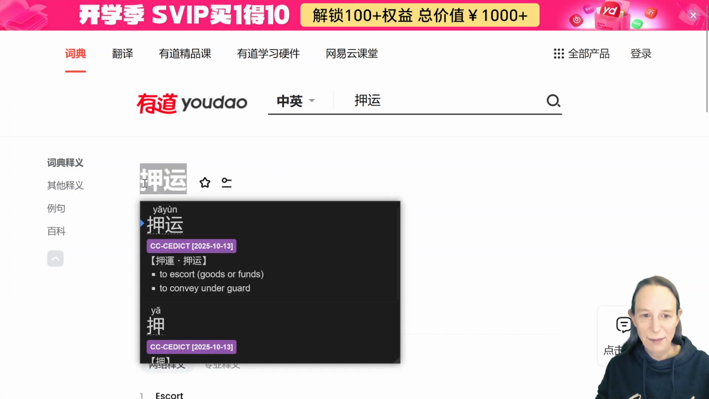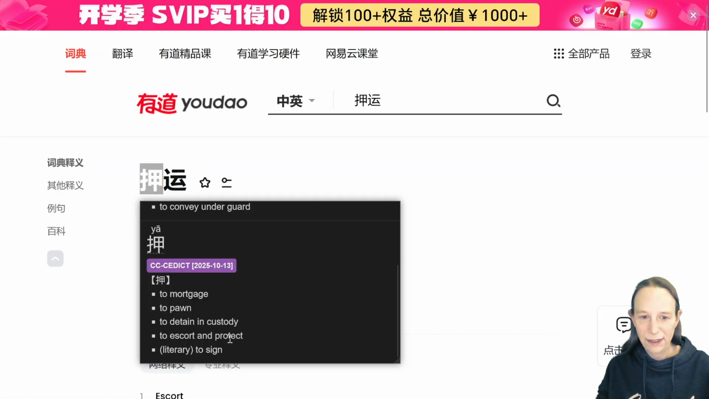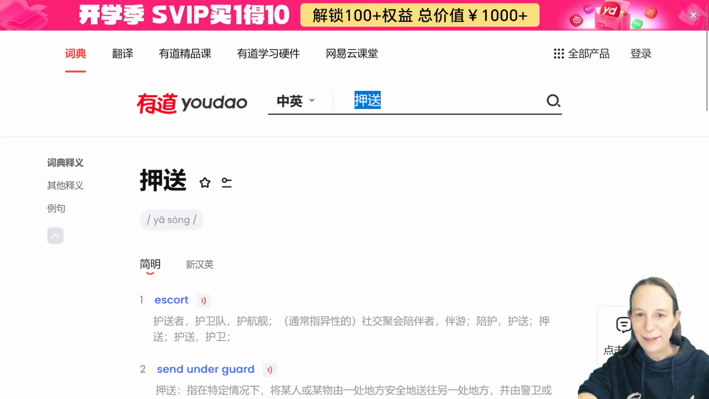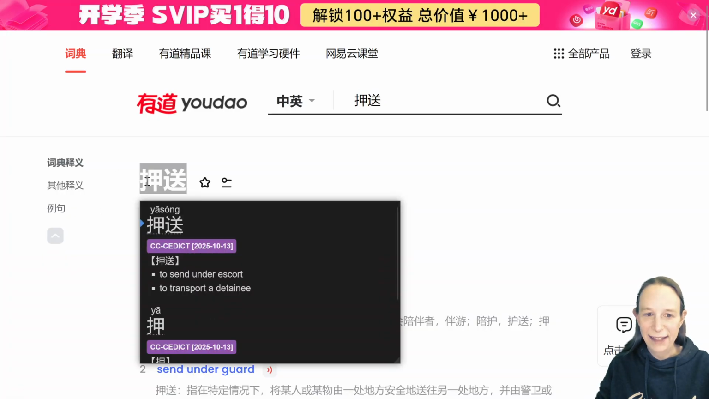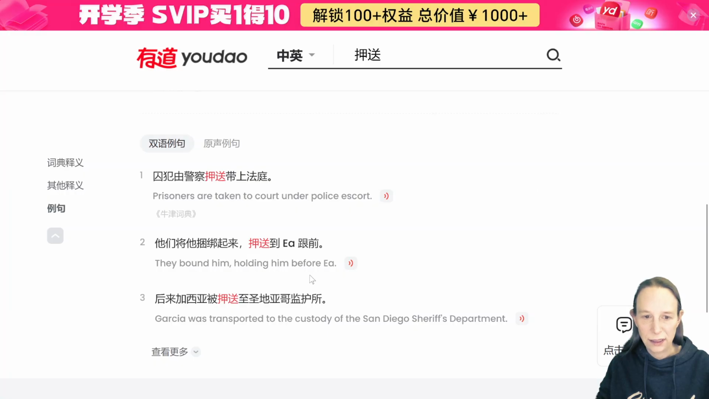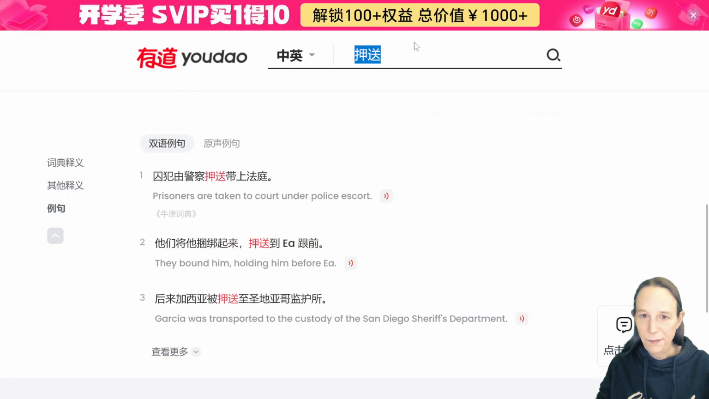Or maybe not armored, but it's protected in some way. But yeah, to protect you need weapons, I guess. 押送. Oh, so this is the verb version of it. So it's like armed escort or something. Transport a detainee. 押送. Oh, okay. So maybe this is more common.